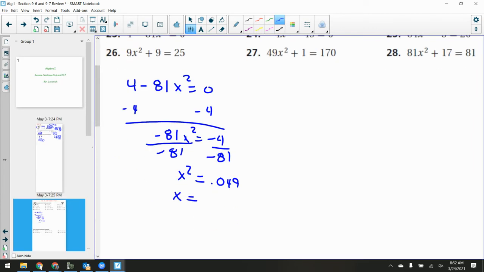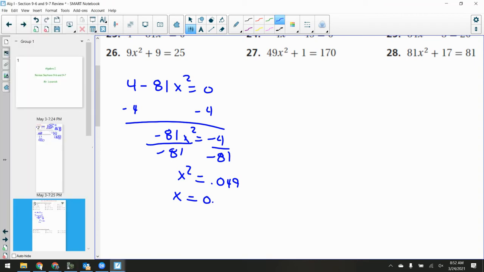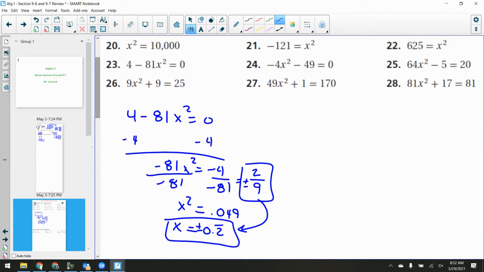So x is equal to, see, it is defined because it's positive. The square root of that thing is 0.2 repeating. Plus or minus. That's fraction form. What do you get when you square root 4? You get 2. What do you get when you square root 81? 9. That's the same thing as 0.2 repeating, so either answer works. That was problem number 23.